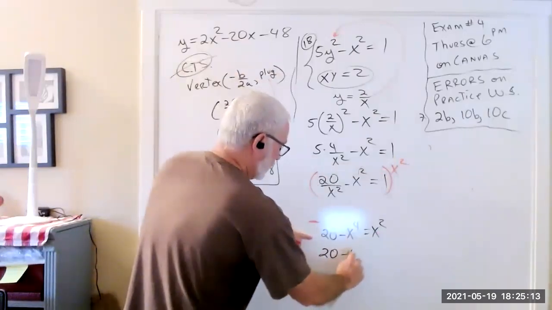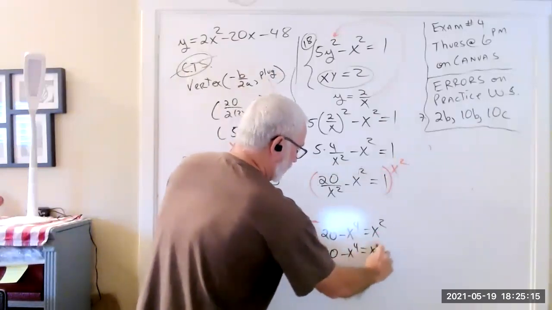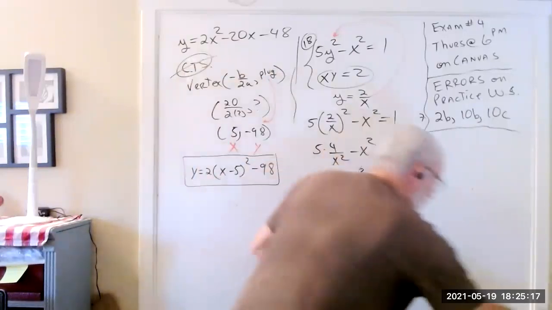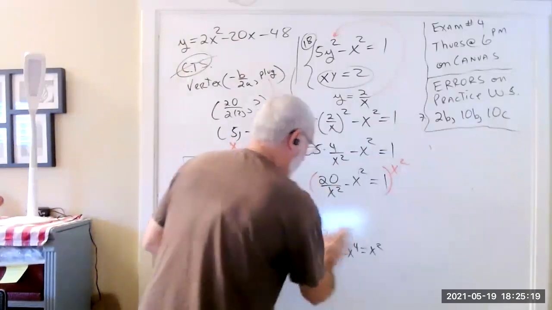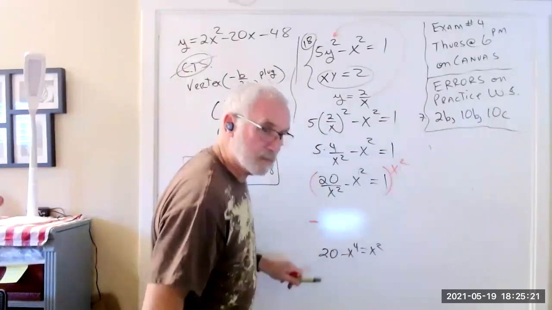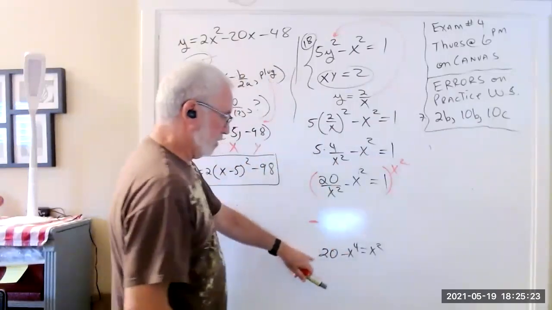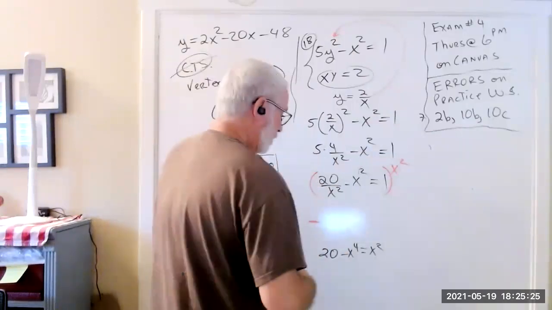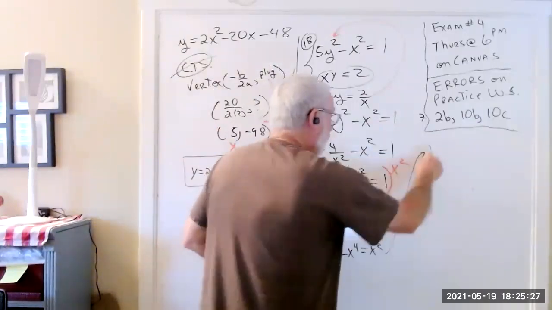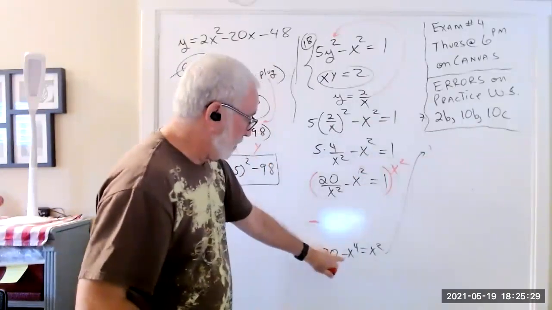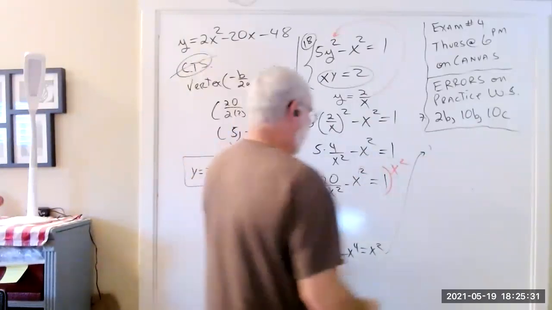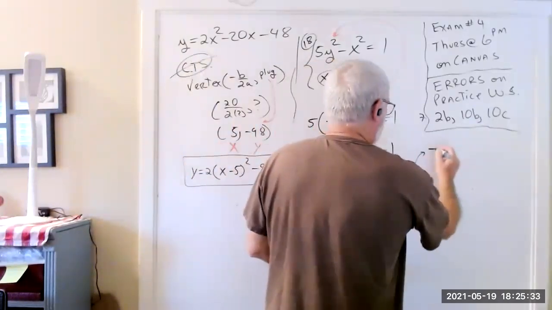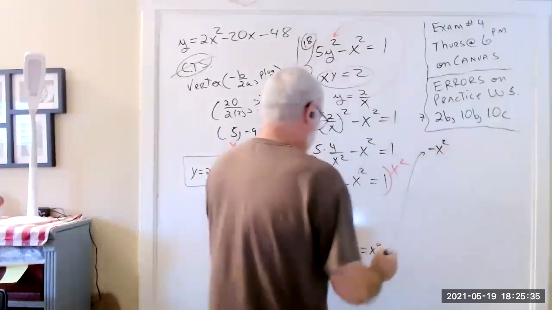20 minus x to the 4th equals x squared. Is that better? Yeah, you can see that. Are you with me? Yes. Okay, so now it's a power equation. I'm going to waste a step.